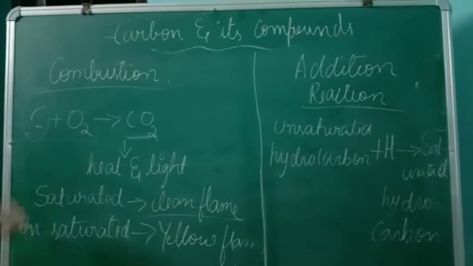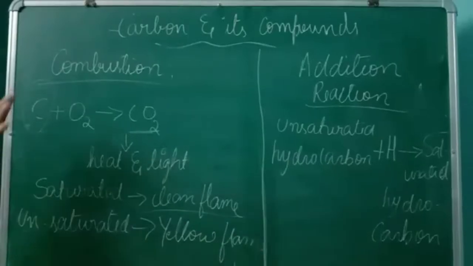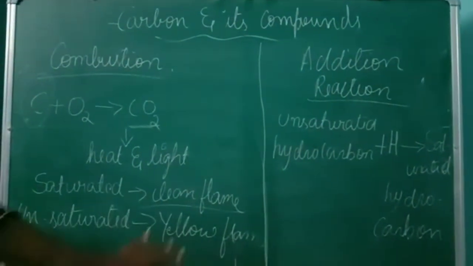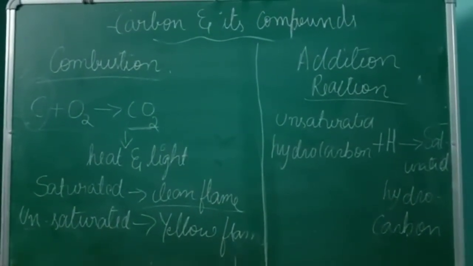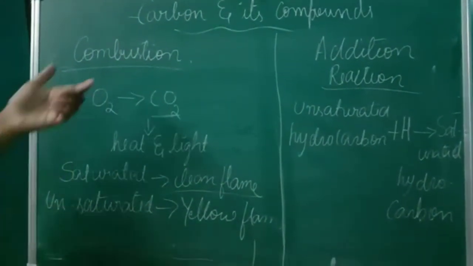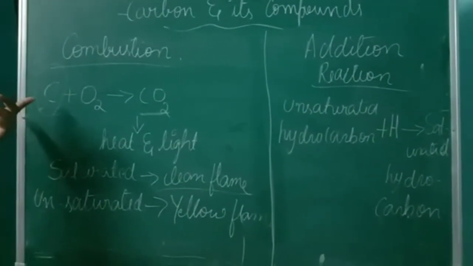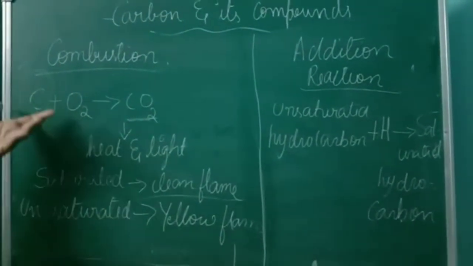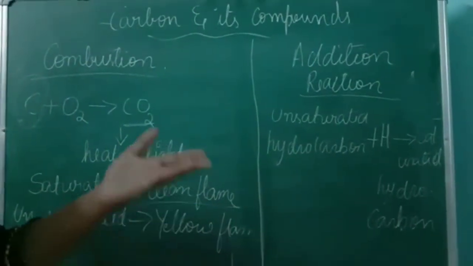Okay, but in the combustion process, if you use an unsaturated carbon compound, then you will obtain a yellow colored flame. This is a 1 mark question, very important, students. They might ask it as multiple choice, or for 1 mark or 2 marks questions. So in the combustion process, what happens? If a saturated carbon compound is used, then you will obtain a clean flame, and if an unsaturated carbon compound is used, then you will obtain a yellow colored flame.